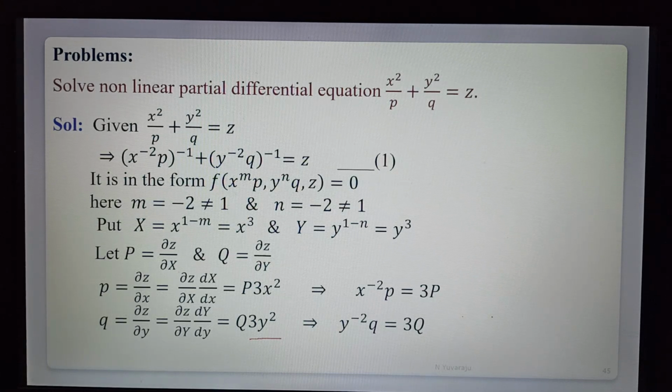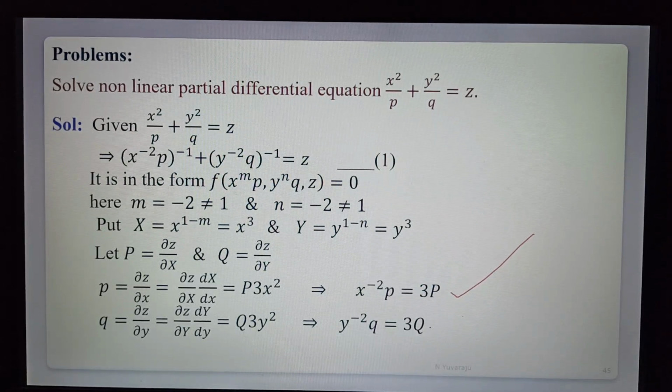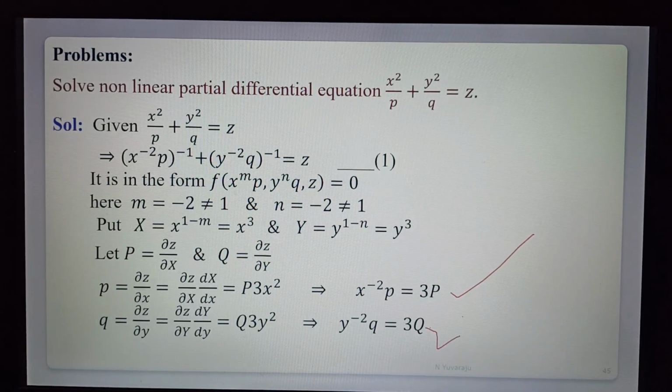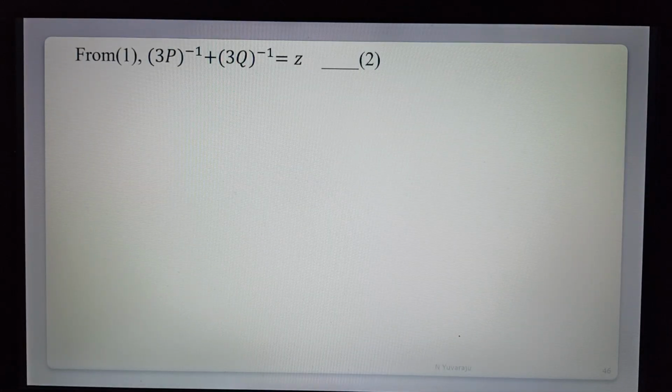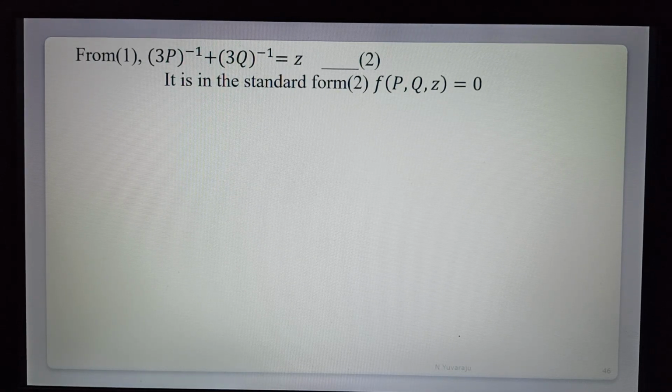So substituting both, x power minus 2 into small p is equal to 3P and y power minus 2 into small q is equal to 3 capital Q. Both values substituting in the given equation 1, we get 3P whole power minus 1 plus 3Q whole power minus 1 is equal to z. Observing here, this is of standard form 2: function f of capital P comma capital Q comma z is equal to 0. This is standard form 2.